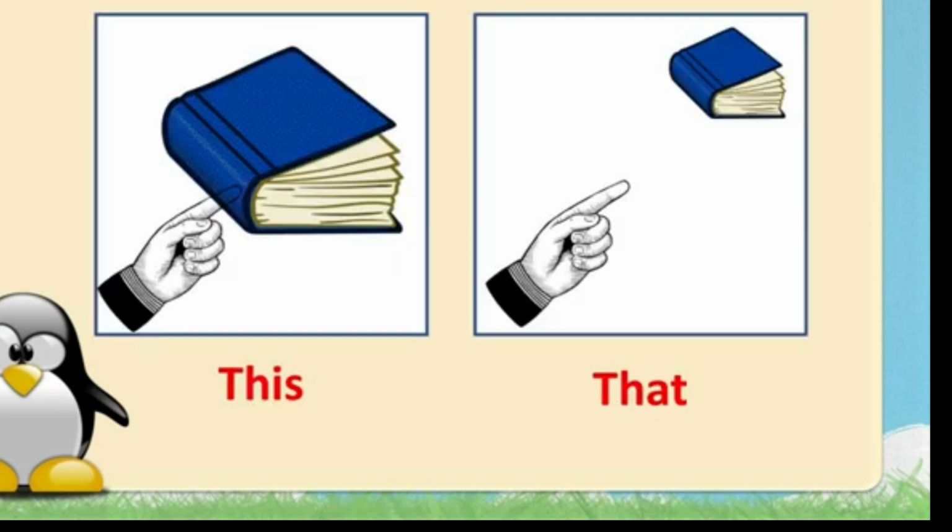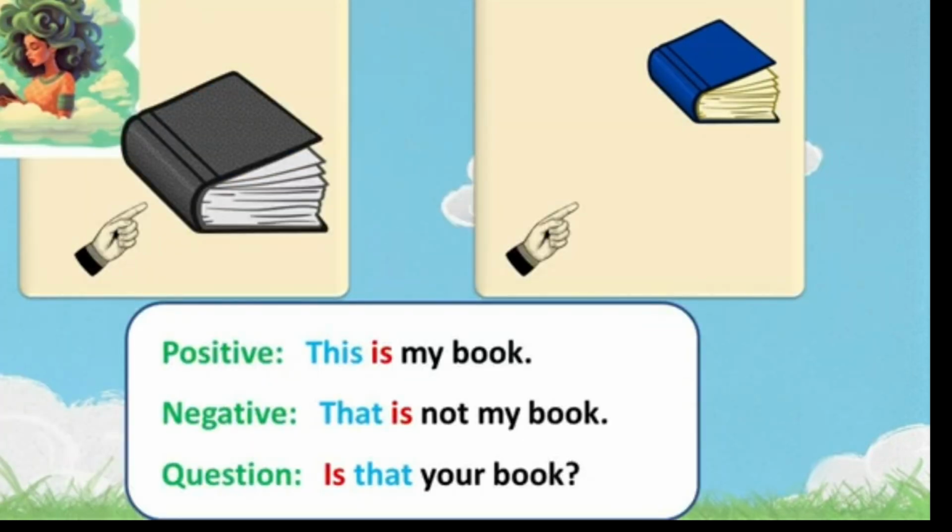Here, we have 2 books. One is close, one is far. This, that. This is my book. Do you see her there holding the book? She can say yes. This is my book. A positive sentence is a yes sentence.